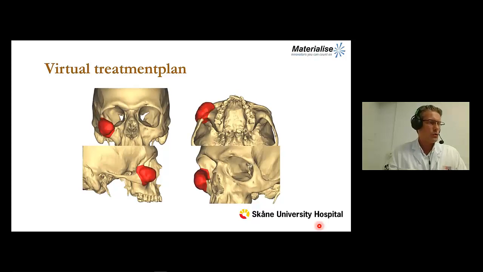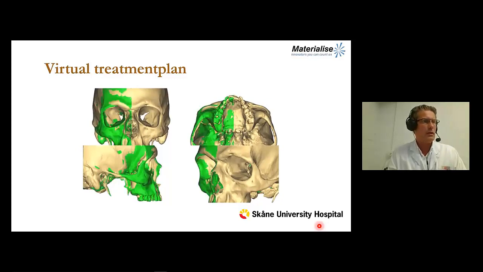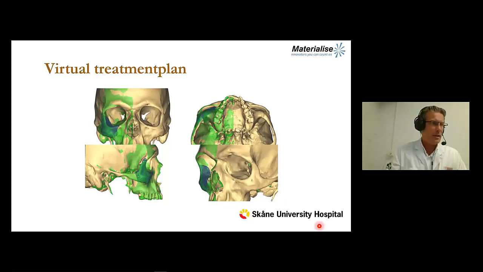We do a virtual surgical resection and remove this red lump, and the technician mirrored the healthy left side over to the right side to have this as a template during the computer-aided design. Here you see the final result of this design.